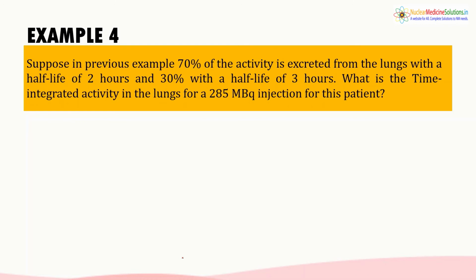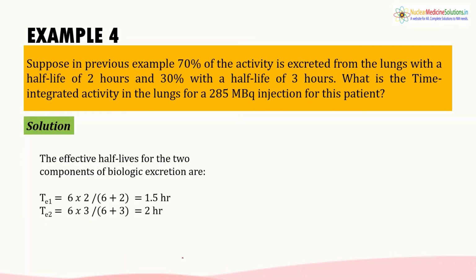So if the half-life is 2 hours and 3 hours, this cannot be taken as negligible in front of the physical half-life, which is 6 hours. So what is the time integrated activity in the lungs for 285 MBq of injection for this patient? First we need to calculate the effective half-life of the 70% contribution, and then the second effective half-life of the 30% contribution. So TE1 will become 1.5 hours and TE2 will become 2 hours.